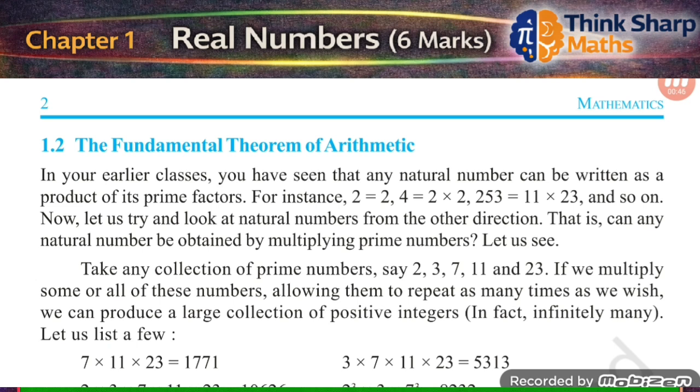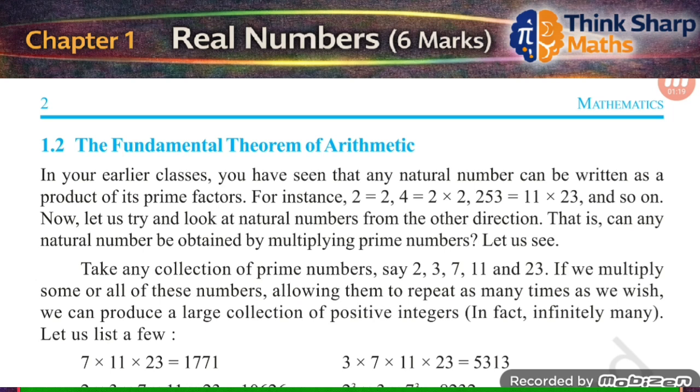We are going to see how it will change from this to that. NCERT is starting from the basics, assuming that any natural number can be written as a product of its prime factors. It is not justifying this statement; it is saying that you have studied in your earlier classes that any natural number can be written as a product of its prime factors. For instance, 2 can be written as 2, 4 can be written as 2 into 2. Both 2s are prime numbers, right?